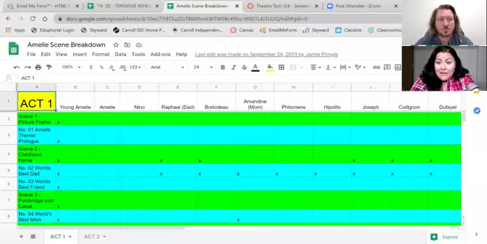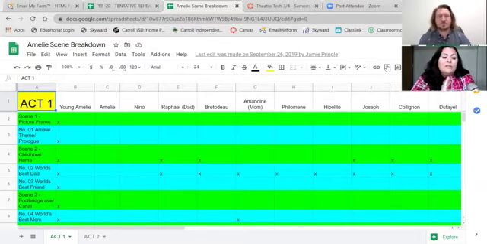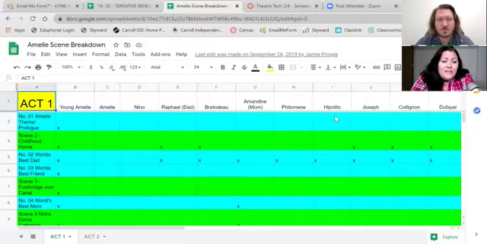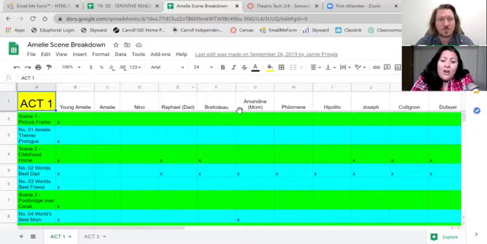Okay, so I'm going to share my screen with you guys today, and I want to talk about just making a scene breakdown. The reason that I think this is most important, and of course, this is set up for Amelie the musical, but with a play, you're going to want to do kind of the same thing as well. So across the top, I have the act, and then I have all of the characters, and they go all the way across through the bottom. There were so many characters to go through.